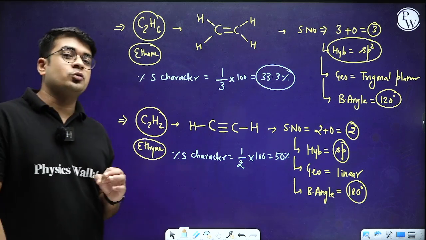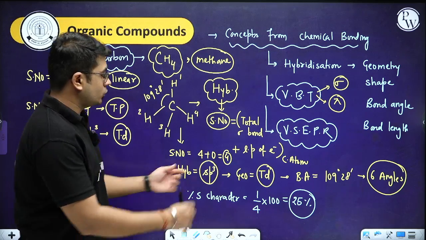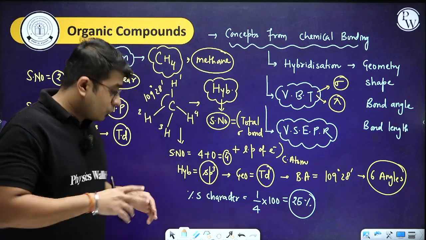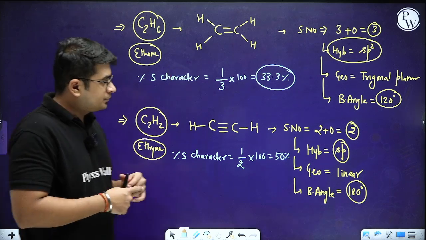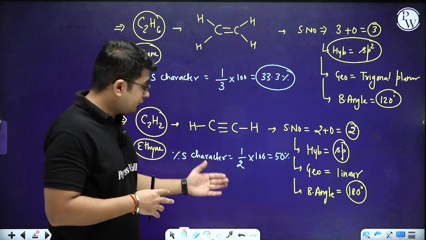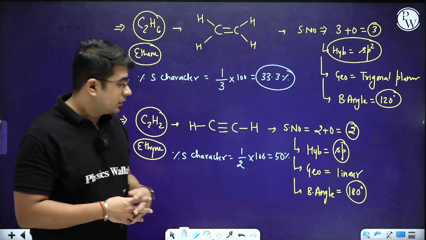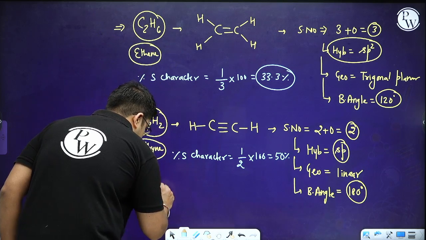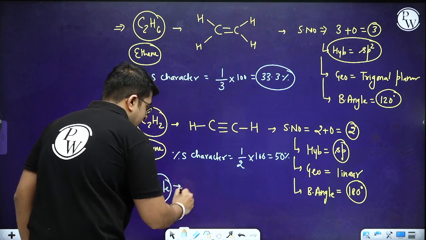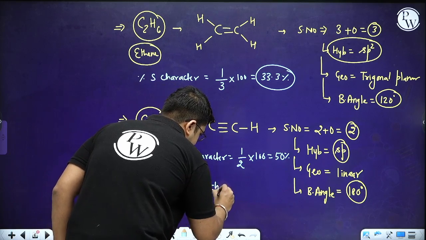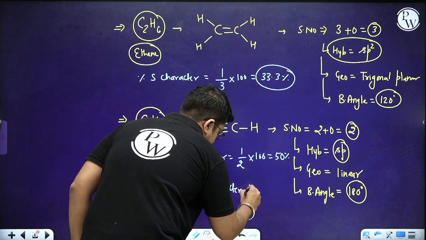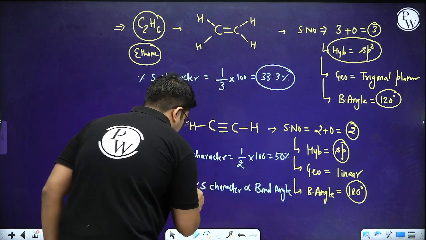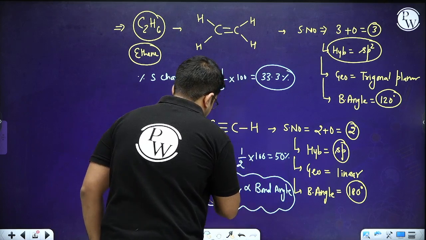One thing from this data you can see that when the percentage s character was only 25%, the bond angle was 109 degree 28 minute. When the percentage s character increases, bond angle becomes 120. And further, if it goes to 50% s character, bond angle becomes 180 degree. So one thing which you should note down in this particular case, which is very interesting, is that percentage s character is directly proportional to bond angle. I hope this entire part is clear.